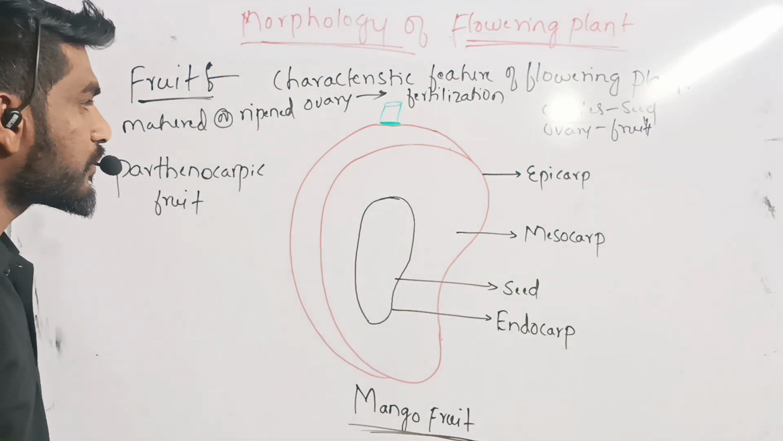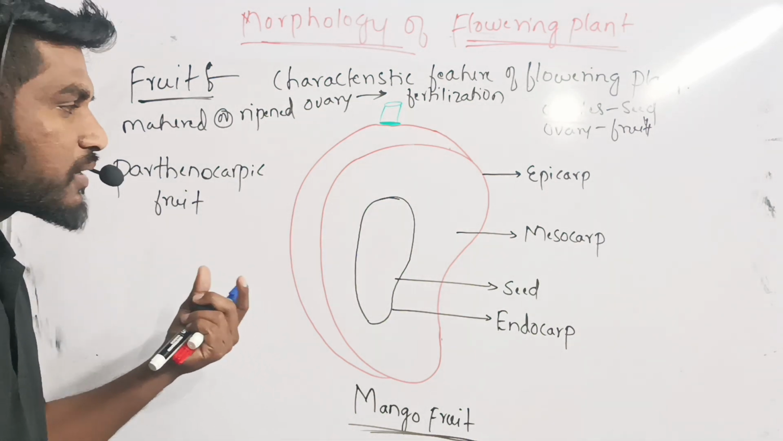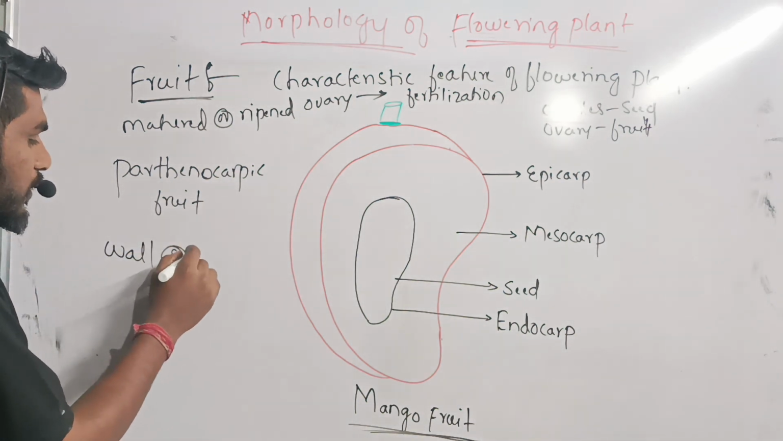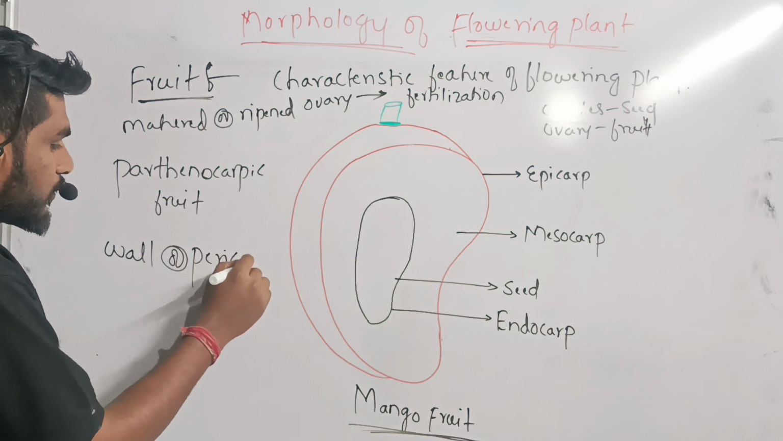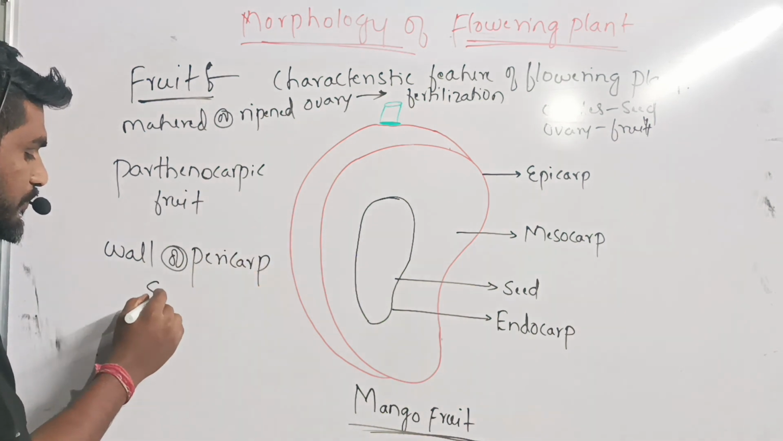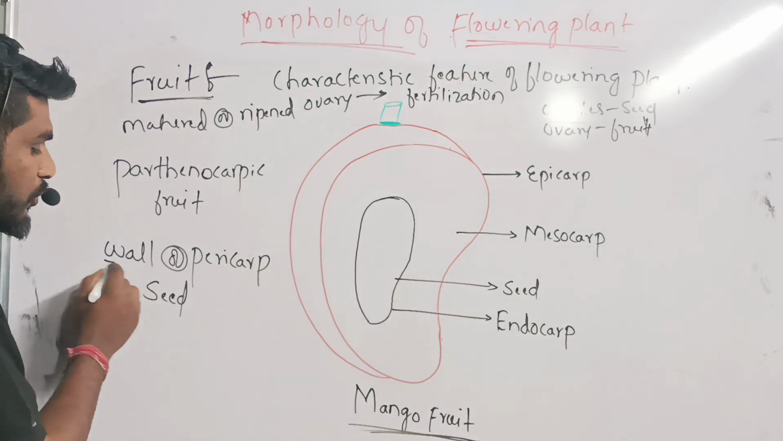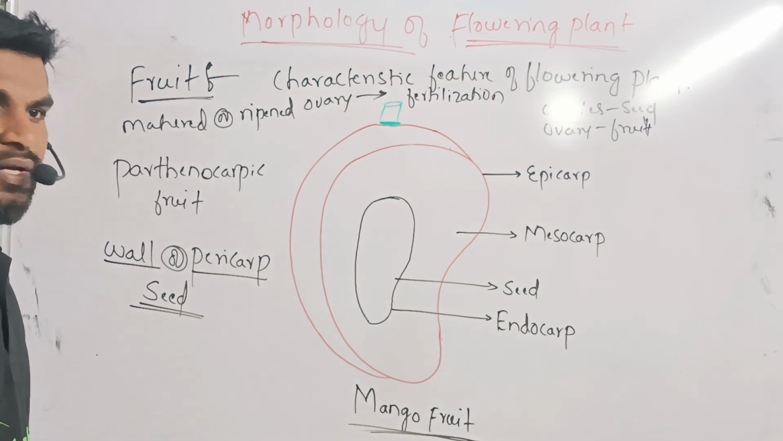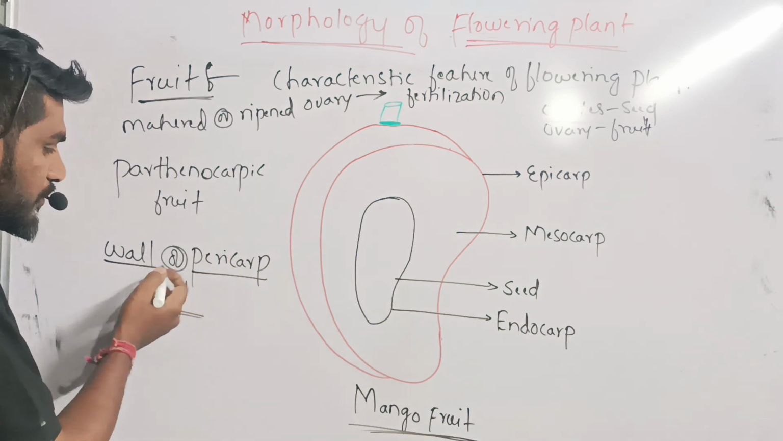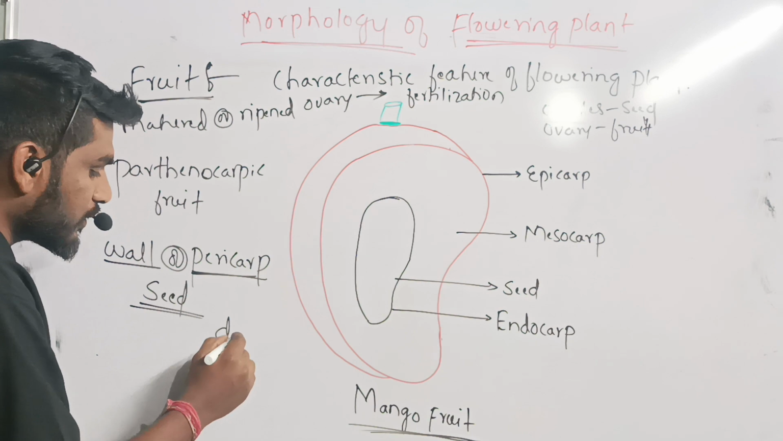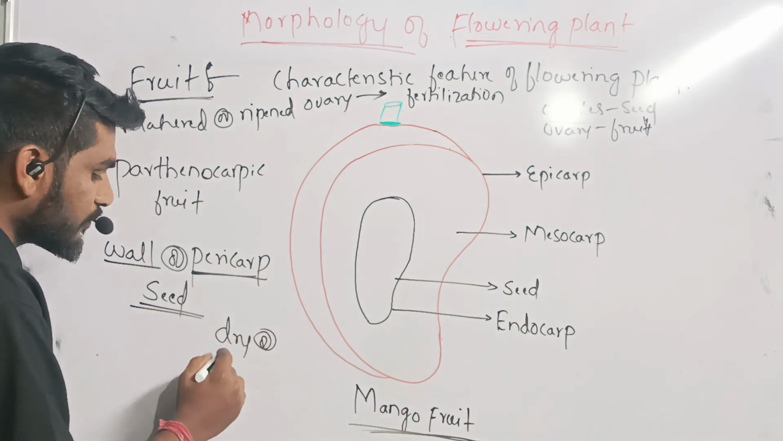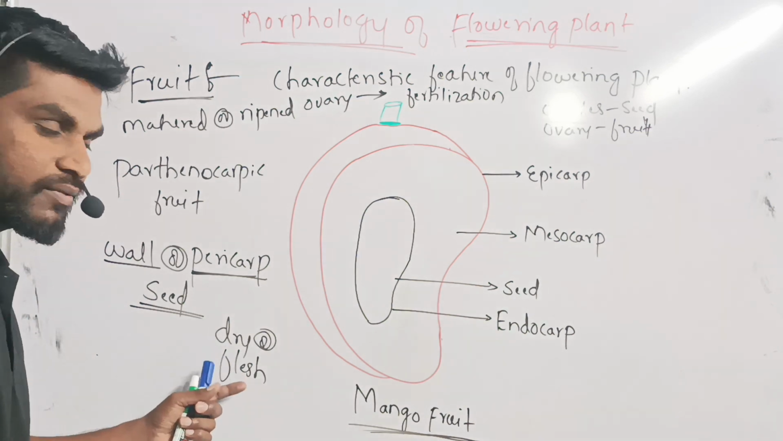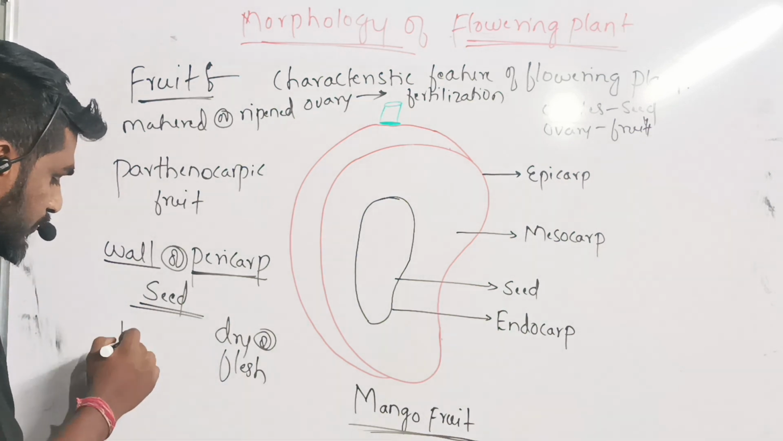Fruit usually consists of two parts, that is the wall part, which we commonly call the pericarp, and it consists of seeds. Fruit has only two parts, that is nothing but a wall part and a seed part. The wall, or pericarp, may be dry or fleshy.